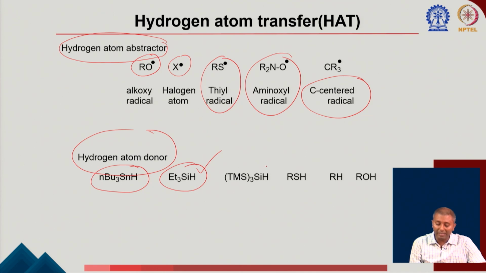Then there are some variations here. This is the (TMS)3SiH. You can draw it like that. There are three silicon groups with three methyls each, so that means with a hydrogen here.